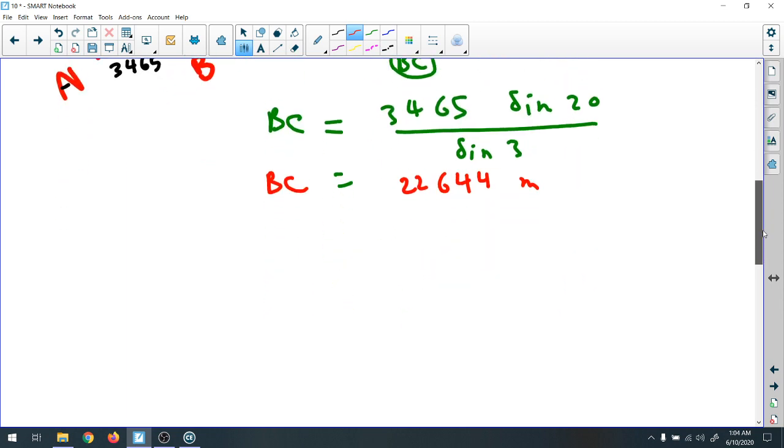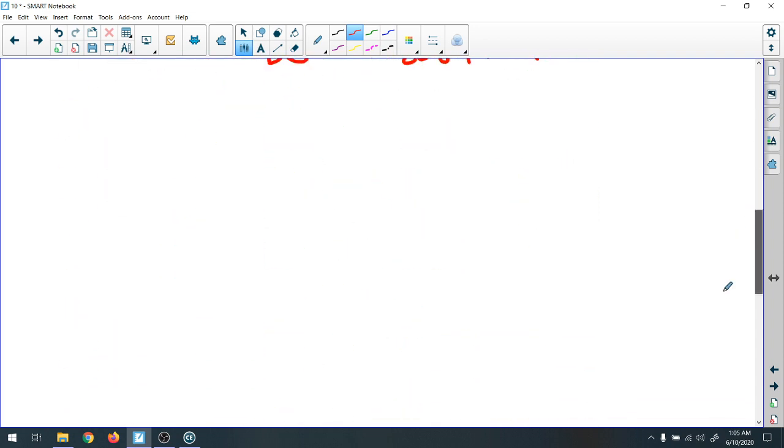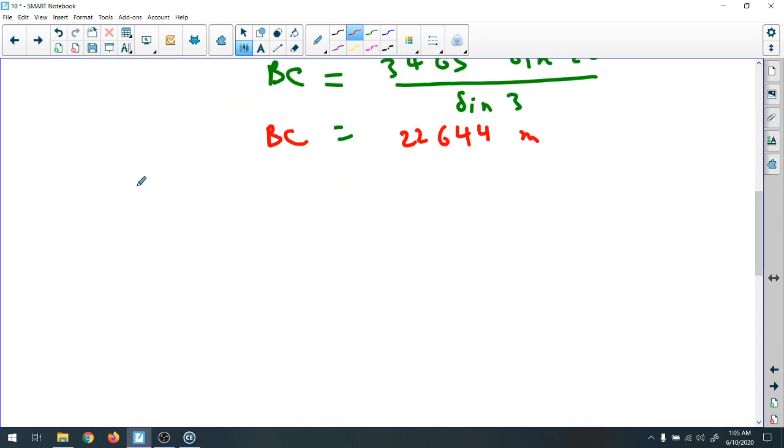Okay, now we're going to use this side that we already know over here. We have different options. You could use your law of sines: the side that we got divided by sine of 90, which is 1, equals the height divided by sine of 23. Or you could use opposite over hypotenuse, sine of 23. So let's follow law of sines. But I told you that we have different options.